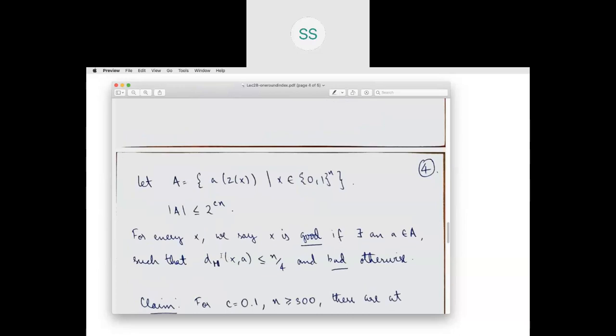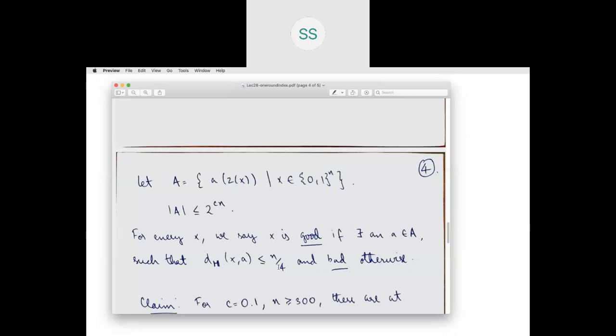Okay, so now some definitions. We have defined the set A, which is a set of answer vectors. So now let us consider the universe of answer vectors in the space. These answer vectors are n-bit vectors. Now we say that an input x is good if there is an answer vector close to that x. What do I mean by close to x? I mean the Hamming distance between x and the answer vector should be at most n by 4.